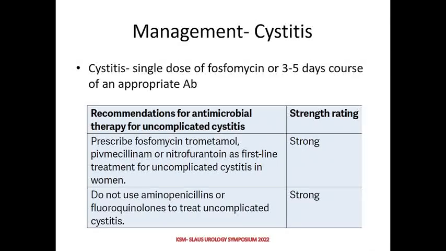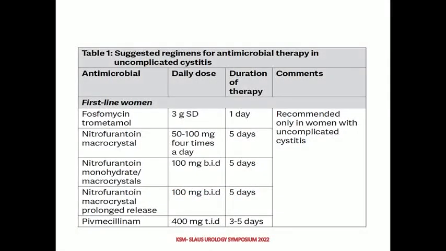Cystitis, simple or uncomplicated cystitis: a single dose of fosfomycin or a 3 to 5 day course of appropriate antibiotic is enough. No need to do cultures even. And the point I want to stress here is do not use aminopenicillin or fluoroquinolones to treat uncomplicated cystitis. These are the drugs suggested by the EAU guideline. So nitrofurantoin for 5 days is enough.